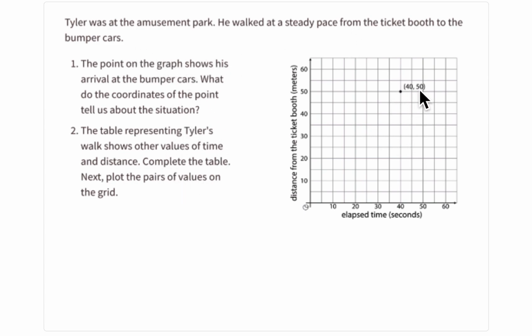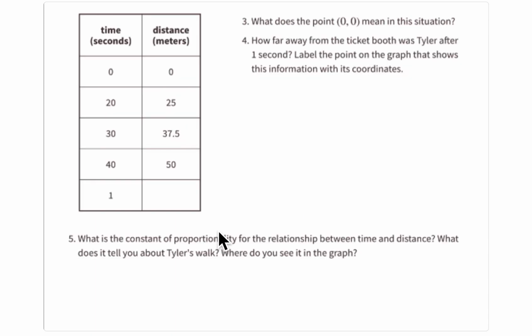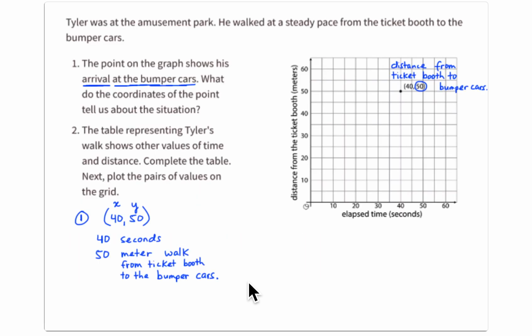And they give you a point on the graph, and they provide a table of information, and you're supposed to figure out what 0, 0 means in this situation, what happens as Tyler walks after 1 second, and what's the constant of proportionality, just different elements of this problem.